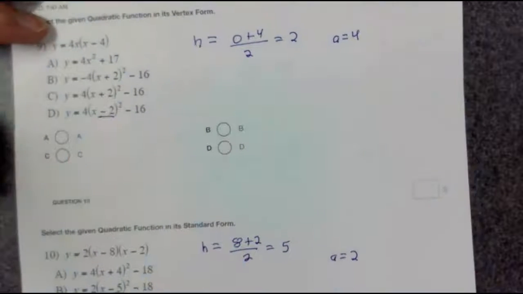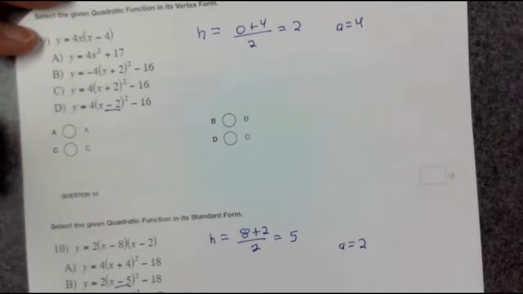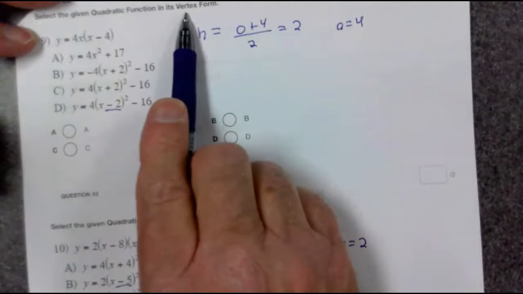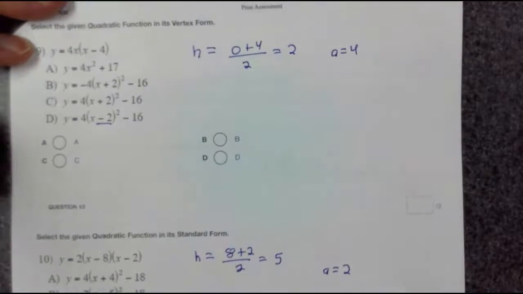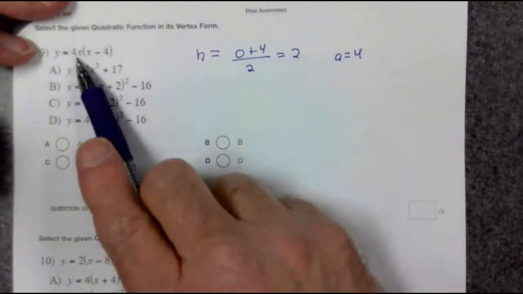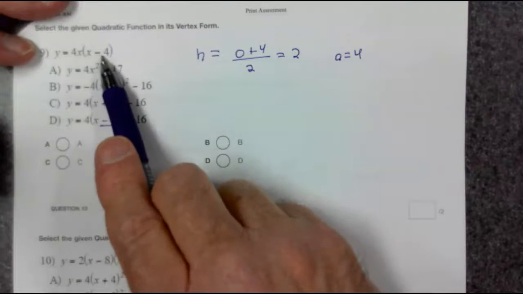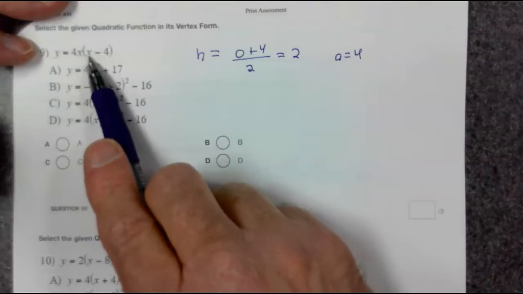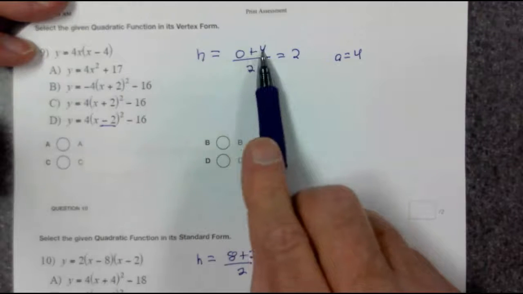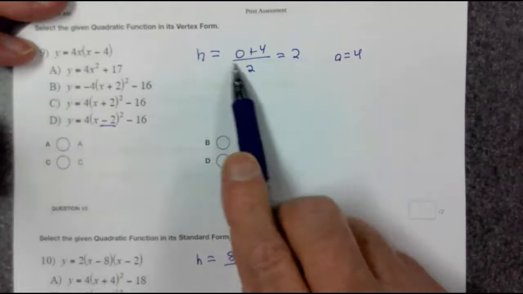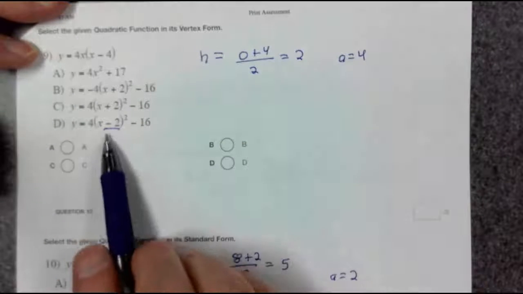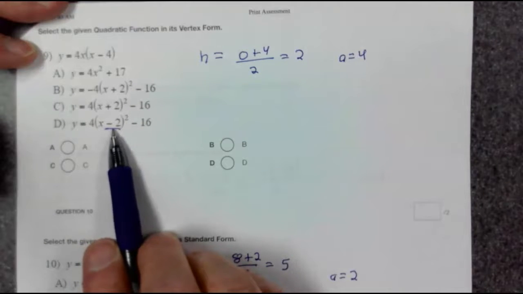All right, number 9. Guys, this one you're given a quadratic in factored form, and they want vertex form. Well, how do you find the vertex of a quadratic in factored form? You look right in between the two intercepts. Well, this one is 0. That's x minus 0. And this one is x minus 4, so it's 4. So 0 plus 4 divided by 2 is 2. So h is 2. All right, and a is 4. So I can just come right down here, and it's right there. H is 2.